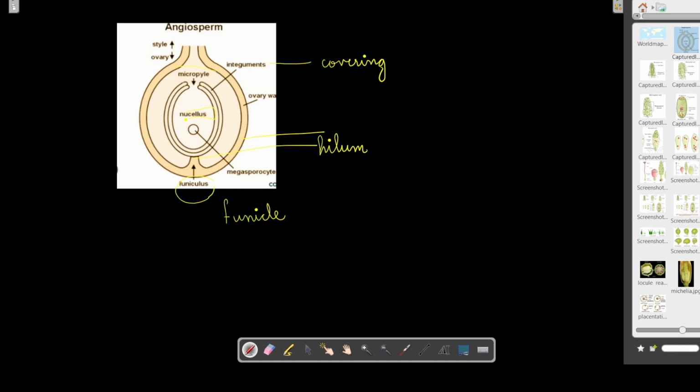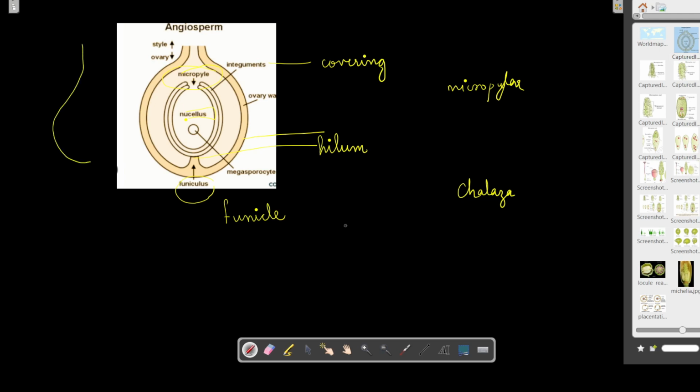You can see the micropyle end here. In an ovule, the region opposite to the micropyle is called chalaza. So if the micropylar end is here, the region opposite to the micropyle would be chalaza. This is a typical structure of an ovary with ovule. You can see that the style starts from here, so it appears like the style and ovary.